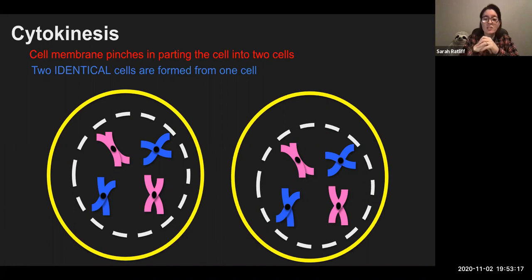These are exactly the same. They are identical. They have the same DNA, the same stuff inside. They are ready to go and possibly divide on their own again after going through their interphase.